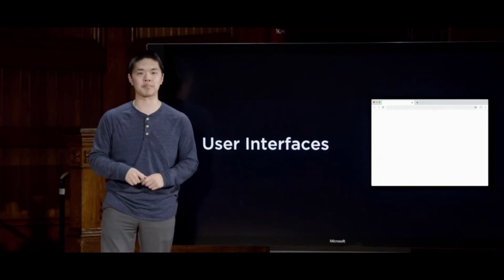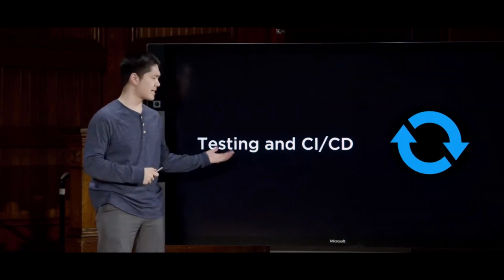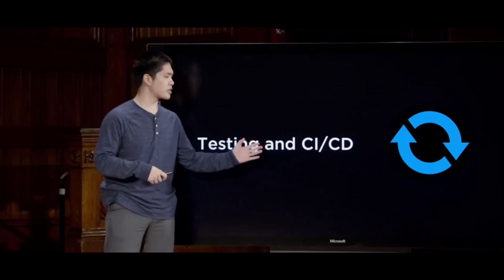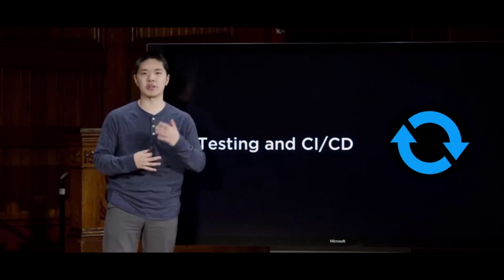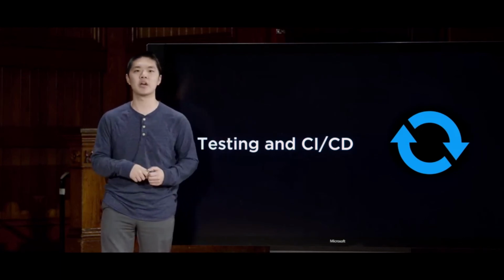kind of user interaction. After that, we'll explore some best practices in industry, including testing to make sure that our code works as expected, and also continuous integration and continuous delivery to allow us to rapidly make changes and deploy those changes to our code whenever we're able to make those updates.